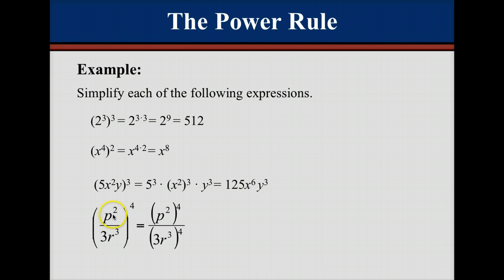Let's rewrite this so we have p to the 2nd to the 4th and 3r to the 3rd to the 4th. Again, we can break it on down. P squared to the 4th over 3 to the 4th, r third to the 4th. We have power to a power, so it's going to be p to the 8th. We multiply 2 times 4. 3 to the 4th power is 81, and 3 times 4 is 12.